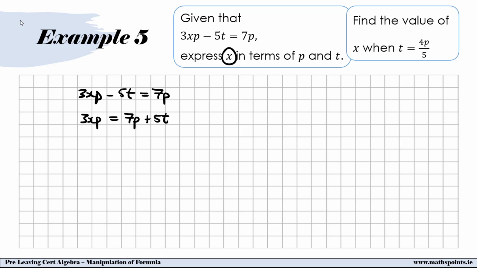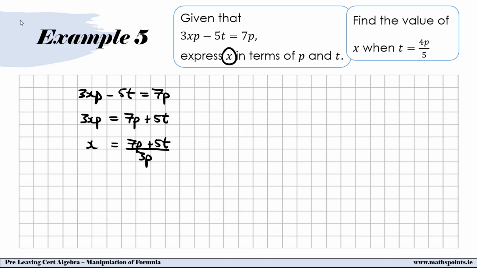I want the x on its own, so I need to divide by anything that's being multiplied by the x, so 3p. So if I divide the left hand side by 3p, I just get x, and if I divide the right hand side by 3p, I get 7p plus 5t over 3p.